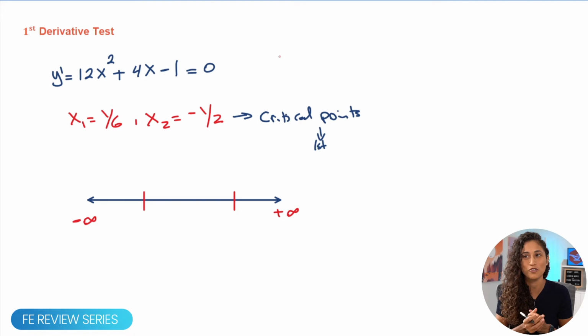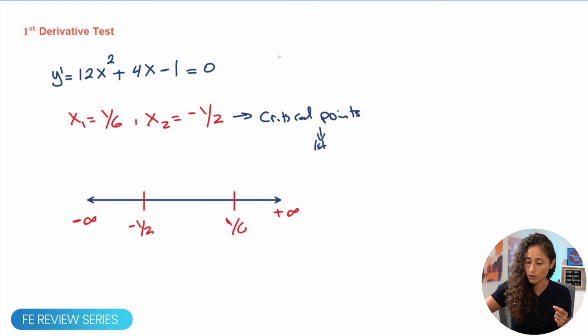Now, let's go over the first derivative test, okay? So the way we do the first derivative test is that we just find the first derivative of the function, and then we find the critical points, just like we did earlier. And then we draw this line, okay? And then we go from minus infinity to infinity. Now, these 2 points are going to be our critical points. So here we're going to have minus 1/2, and then here we're going to have 1/6.